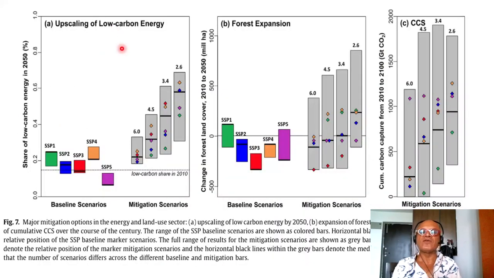This is upscaling of low carbon energy, forest expansion and CCS, because we are looking at major mitigation options in the energy and land use sector. Upscaling of low carbon energy by 2050, expansion of forest land cover by 2050, and contribution of cumulative carbon capture and sequestration over the course of the century. This is really relying on a technological promise that still doesn't exist in terms of the scale of carbon drawdown and the amplitude, the gigatons that can be drawn down.